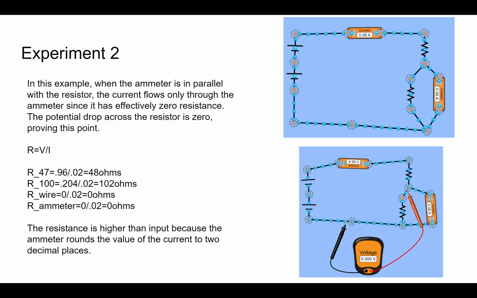And if you calculate the resistance in the previous circuit across each component, you'll see that you get 48 ohms, 102 ohms, and then 0 ohms for the wire and ammeter. And this makes sense just because the ammeter rounded that 0.02 value, so it didn't calculate properly. You would be dividing by a higher value, so you would get lower resistance values if you used a more accurate value for the current.